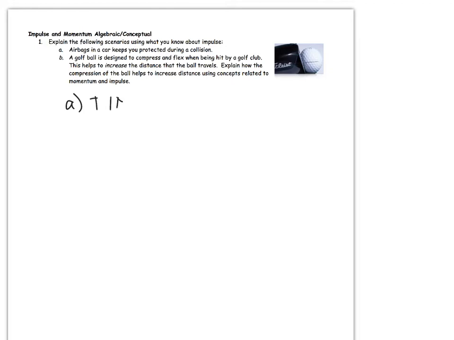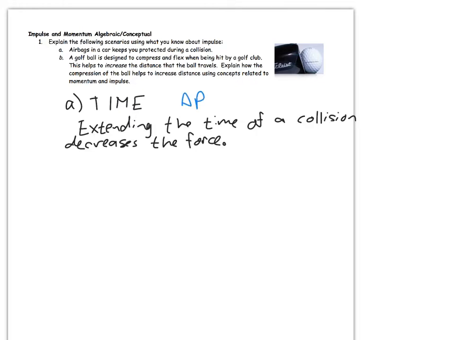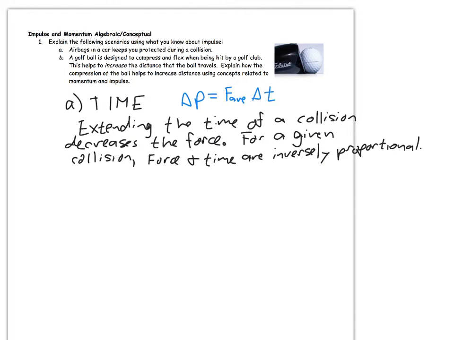is time. What airbags do is they extend the time of the collision, which decreases the force, and it really all goes back to our equation that we have for impulse. The impulse is equal to the average force multiplied by the change in time. So we can see that for a given collision, for a given delta p, force and time are inversely proportional. So increasing the time decreases the force and keeps you safe.